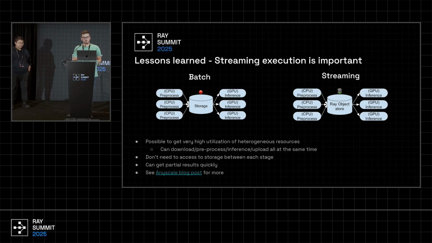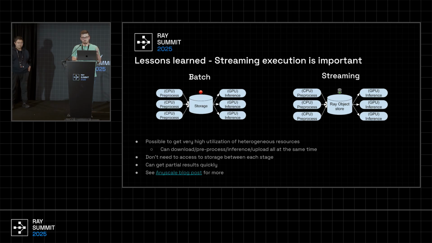If you come from a more traditional data processing world, you're probably used to batch-wise execution, where if you have multiple stages in your pipeline, you wait for one stage to fully complete, you write that to some intermediate storage, and then you spin up the next stage. That's a pretty bad way of utilizing heterogeneous resources, in particular, in our case, CPUs and GPUs. So instead, like Ray Data, we use streaming execution here.